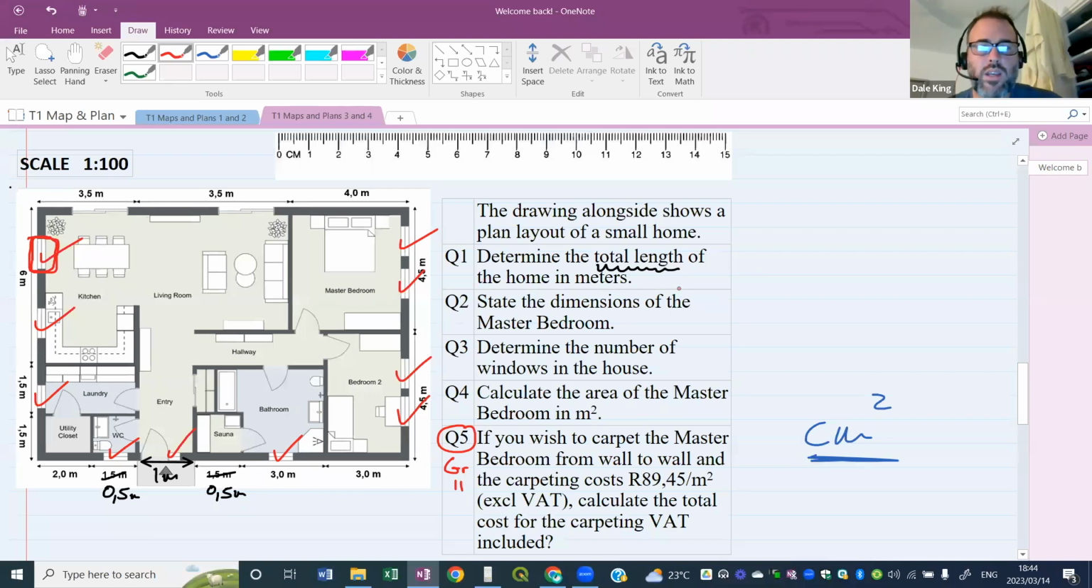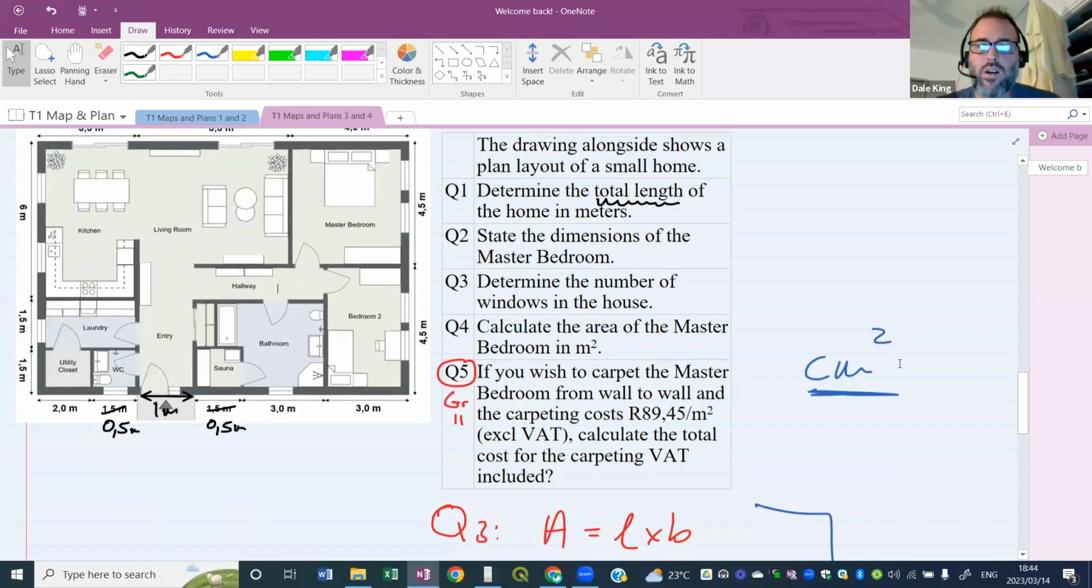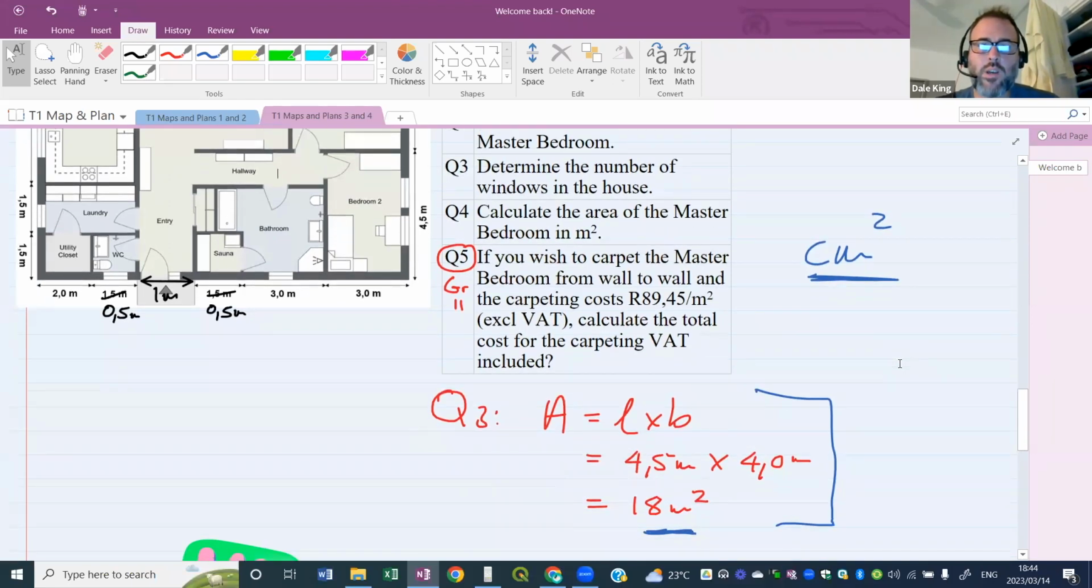Determine the number of windows in the house. Then question 4 says calculate the area of the master bedroom. Question 2 said what are the dimensions of the master bedroom? The master bedroom is this room over here with dimensions 4.5 meters by 4 meters, and we need to work out the area in meters squared. So that was question 4. Then after question 4, which we did down here, I asked, can anyone tell me how we can change 18 square meters into centimeters squared? That's a follow-on question just to test.